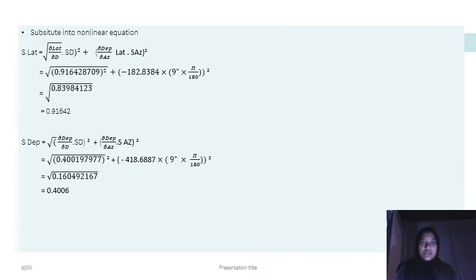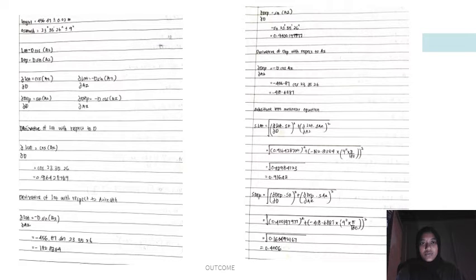Okay, and the last step is substitute. Sigma dep equals square root of partial derivative dep per partial derivative d multiplied by sigma d squared plus partial derivative dep per partial derivative az multiplied by sigma azimuth squared, and we get for the answer square root of 0.400197977 squared plus minus 418.6887 multiplied by 9 seconds multiplied by pi per 180, squared, and the answer for the square root is 0.160492167, and the last answer is 0.4009006. Okay, this is the outcome for question number 1.